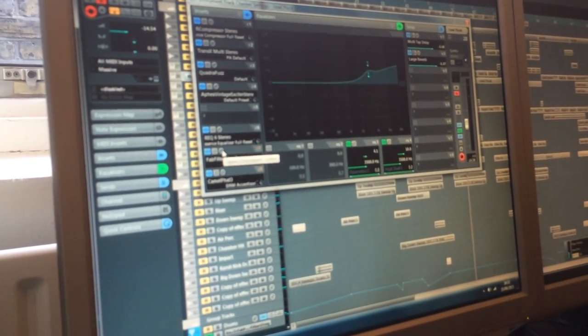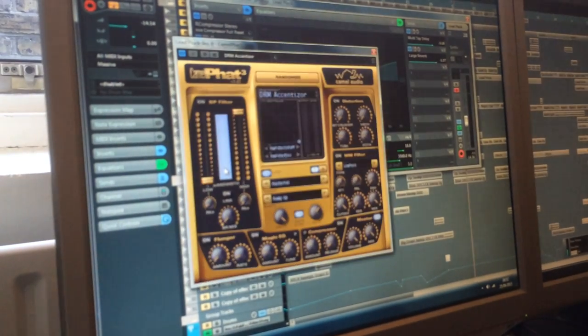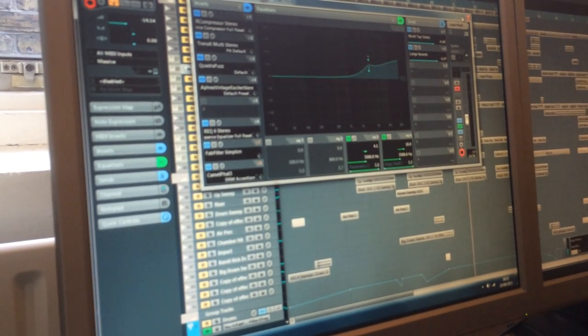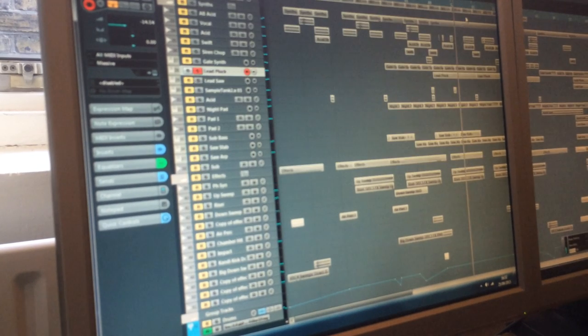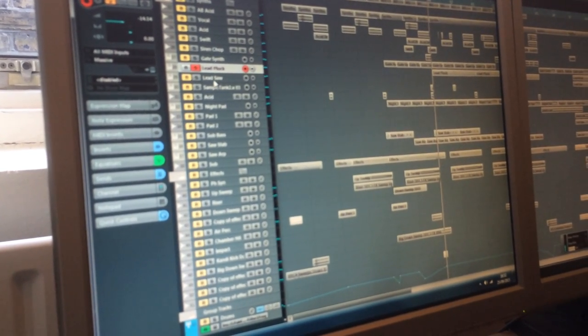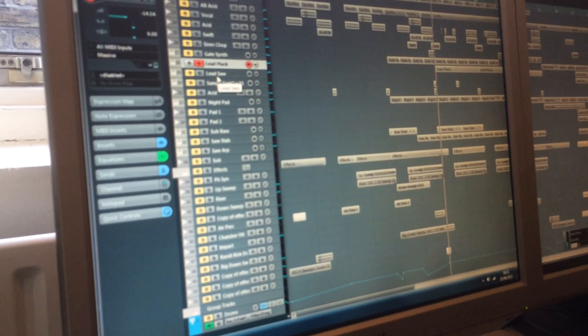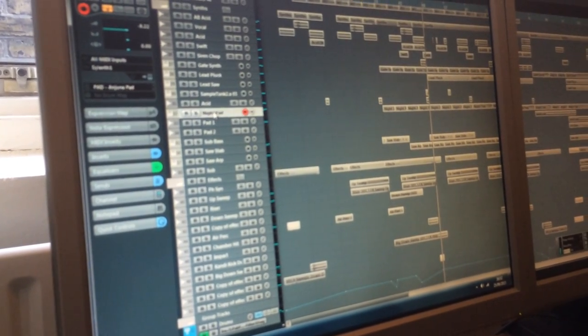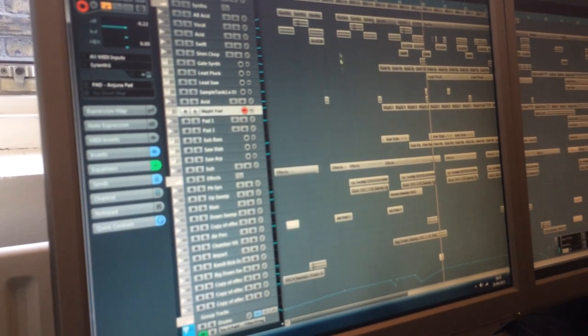Okay. Again, Fat Filter, Simplon, and I've actually got a sidechain. So the lead sidechains the lead pluck? Yeah, only a little bit though, so it just gives it a bit of bounce. But you've got a saw as well that comes in for weight? I have. Laser.